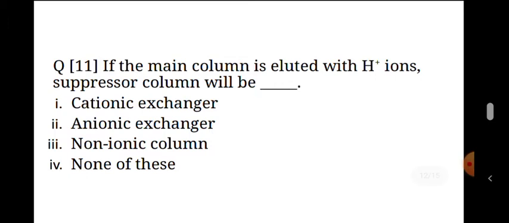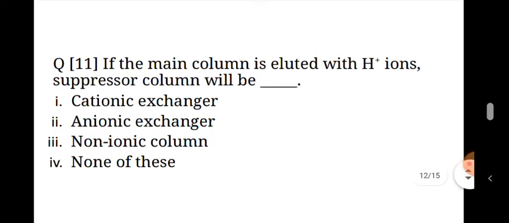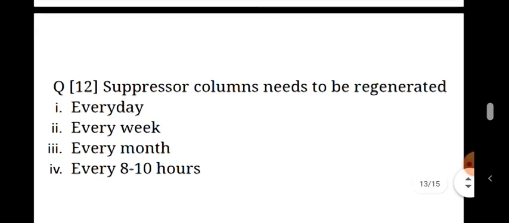If the main column is eluted with hydrogen ions, the suppressor column will be a cation exchanger, anion exchanger, non-ionic column, or none of these? If the main column is eluted with hydrogen ions, to neutralize these H plus ions, you will require OH minus ions. And the OH minus ions you can have only in an anion exchanger. So the correct answer is an anion exchanger.